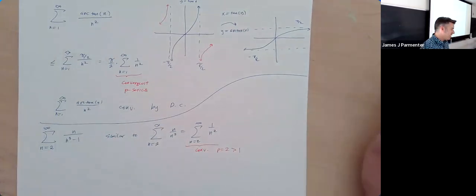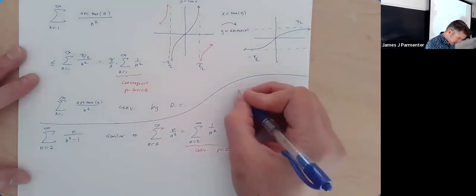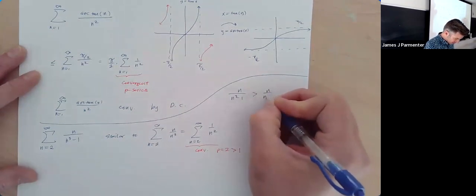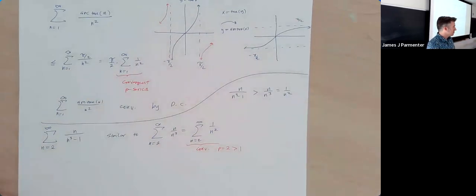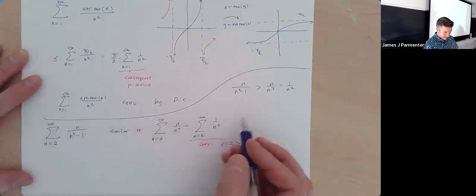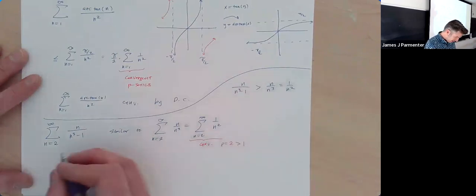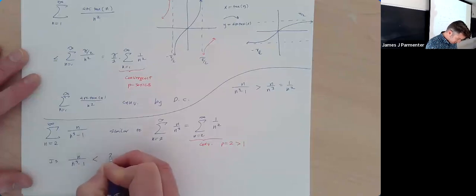The problem is, n over n cubed minus 1 isn't smaller than that. If we actually compare these, n over n cubed minus 1 is bigger than n over n cubed, which is 1 over n squared. And being bigger than something that's convergent is not helpful. So there's a couple ways to get around this. One way is just making up something, so you could show that this is less than something else. Here's what I'm going to say: if 1 over n squared doesn't work, maybe try making 1 over n squared a little bit bigger by multiplying it by a constant. Like I could say, is n over n cubed minus 1 less than 2 over n squared?